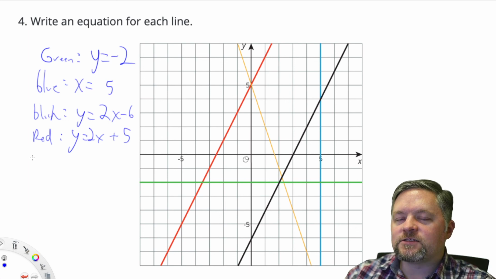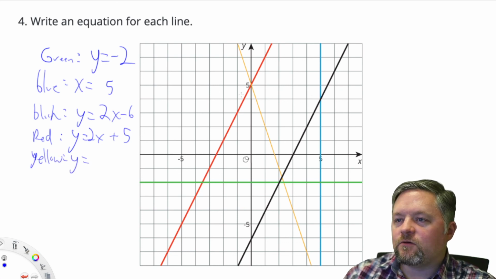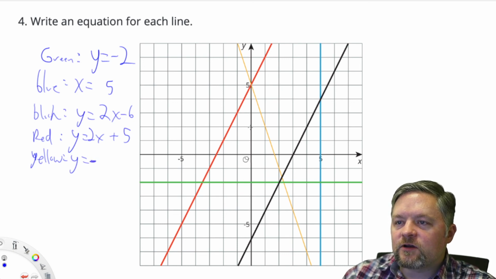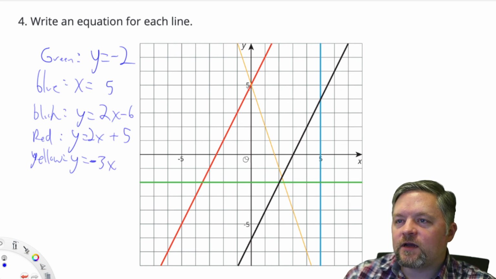Now the last one is my favorite color. Yellow line, y equals, oop, that one's going down. I know the slope is going to be negative. Slope looks like we go down 3 over 1, down 3 over 1, down 3 over 1. y equals -3x, so y-intercept is 5 again, plus 5.